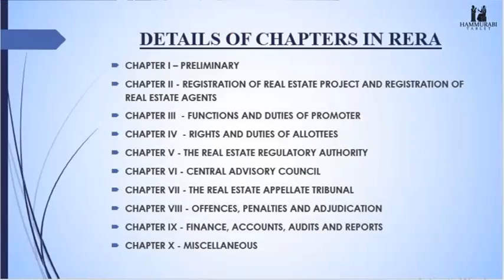Now let's try to see what are the chapters in RERA. Chapter 1 is preliminary, that's normal, a short title. Then chapter 2 has registration of real estate project and registration of estate agents. Chapter 3 is functions and duties of promoter. Chapter 4 is rights and duties of the allottees. Chapter 5, the real estate regulatory authority. Chapter 6, there will be a central advisory council. Chapter 7, the real estate appellate tribunal. Chapter 8 defines offences, penalties and adjudications. Chapter 9, finance, accounts, audits and reports. And finally, chapter 10 is miscellaneous, which speaks about various other things.